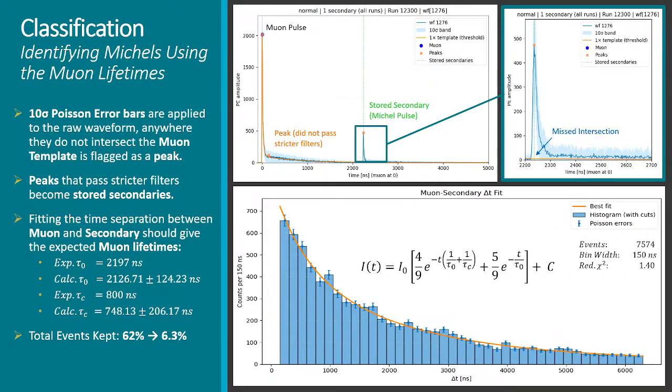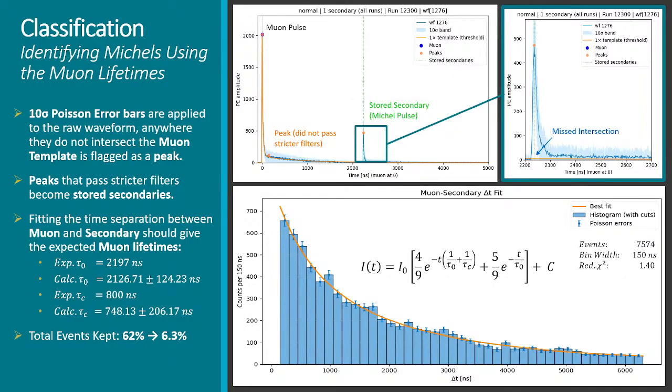After that, we can use this template to look for deviations in the muon template, which would be a Michel pulse. What we do is we apply 10 sigma error bars to the raw waveform, and anywhere that they do not intersect the muon template, it's flagged as a peak. So peaks that then pass stricter filters are called stored secondaries, which is our Michel category.